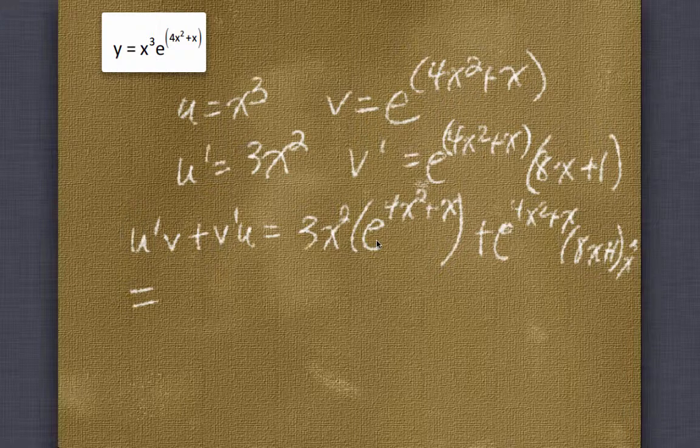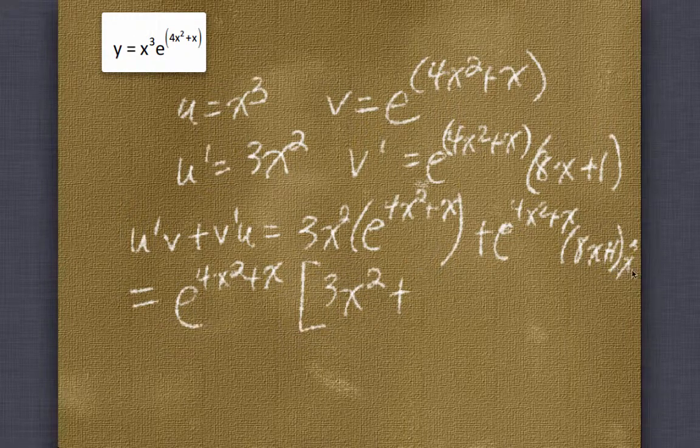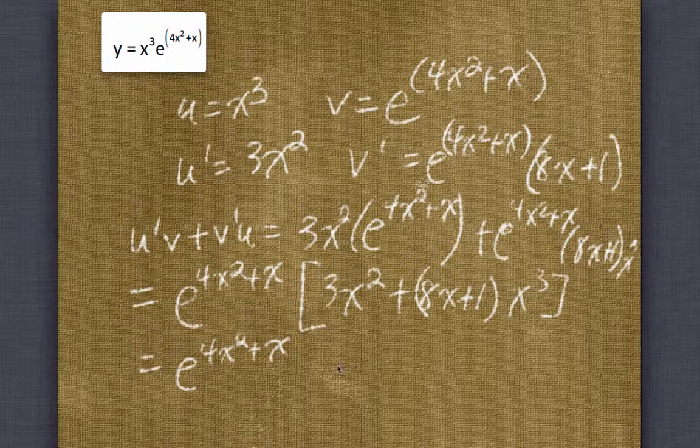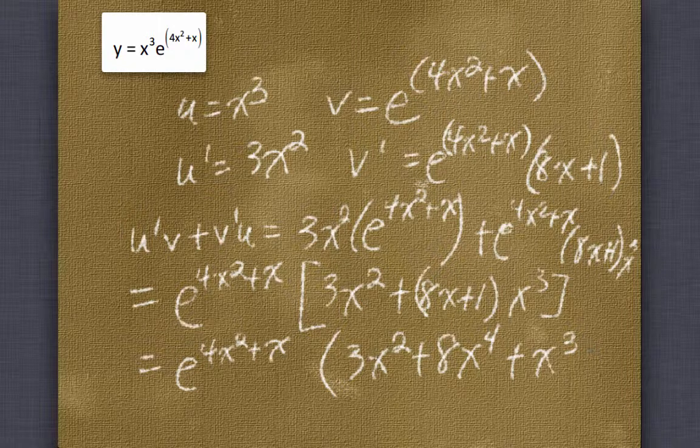So I have an e to the 4x squared plus x in both cases, so I'm going to factor it out. Three x squared plus 8x plus 1 times x cubed, so equals e to the 4x squared plus x times 3x squared plus 8x to the 4th plus x cubed. So you could pull out an x squared if you wanted to.